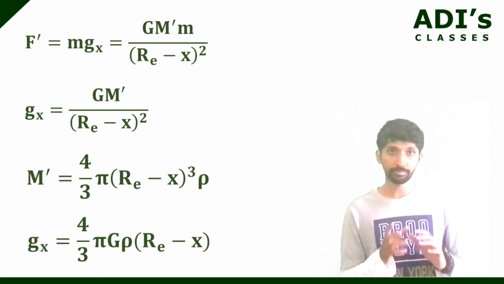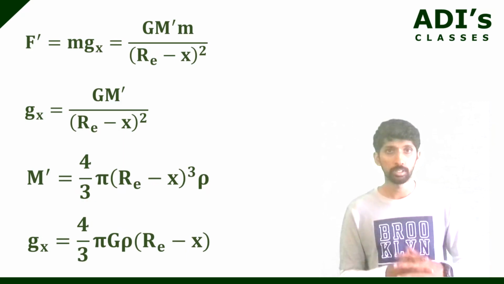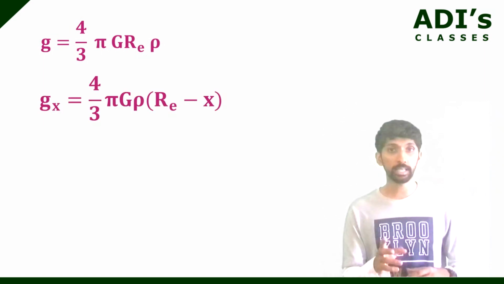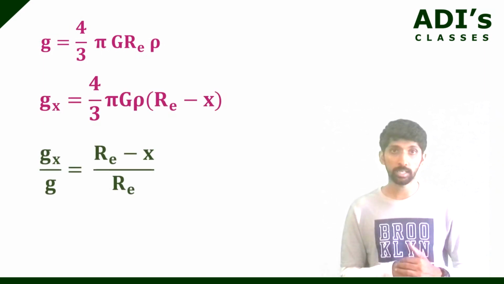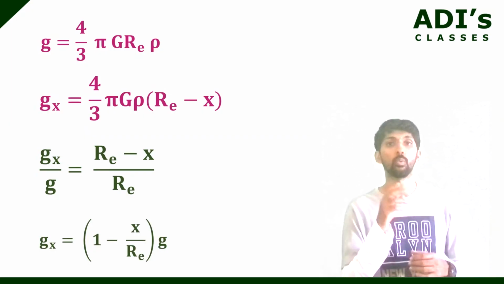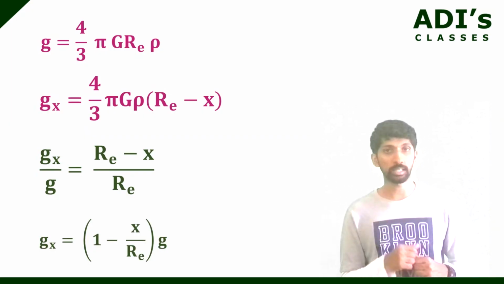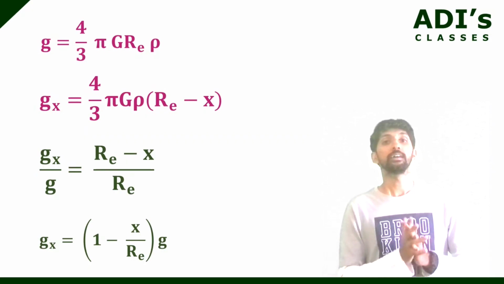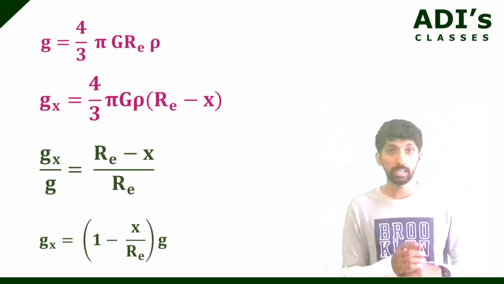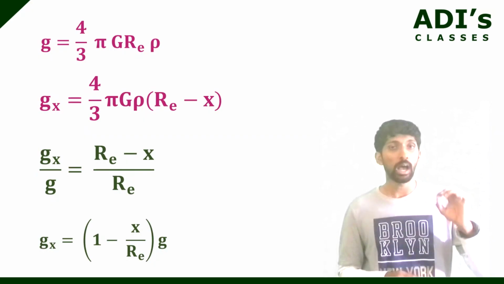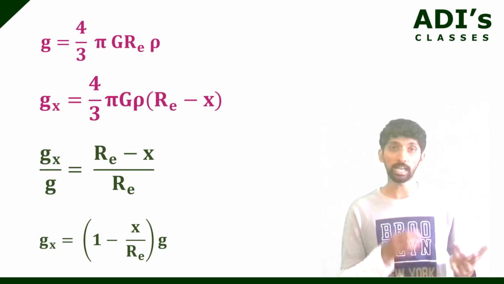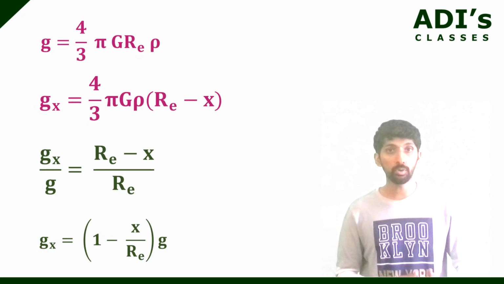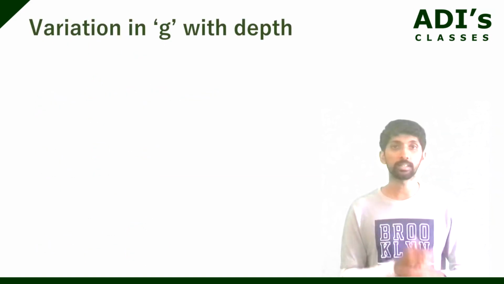So, now we divide one equation by another equation. That is, we'll do g_x divided by g, then we'll get R_e minus x divided by R_e. In other words, we can write g_x is equal to 1 minus x divided by R_e into g. So, this is the formula to find the acceleration due to gravity at certain depth. As the value of x increases, the acceleration due to gravity decreases, meaning the deeper you go, the acceleration due to gravity keeps on decreasing.